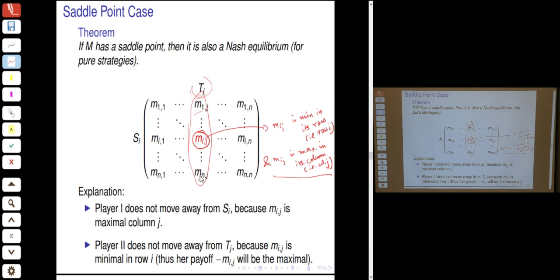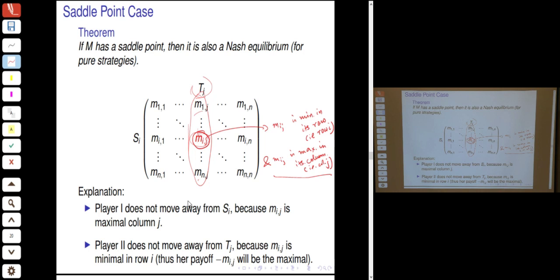Mij being a saddle point entails in particular that Mij is the maximum element in column J. So Mij is greater than or equal to every other number which appears in column J. Now column J is precisely the collection of payoffs for player 1 if player 2 plays strategy J. So Mij being maximum in column J implies that Mij is the maximum payoff which player 1 can obtain if player 2 selects strategy J, right?